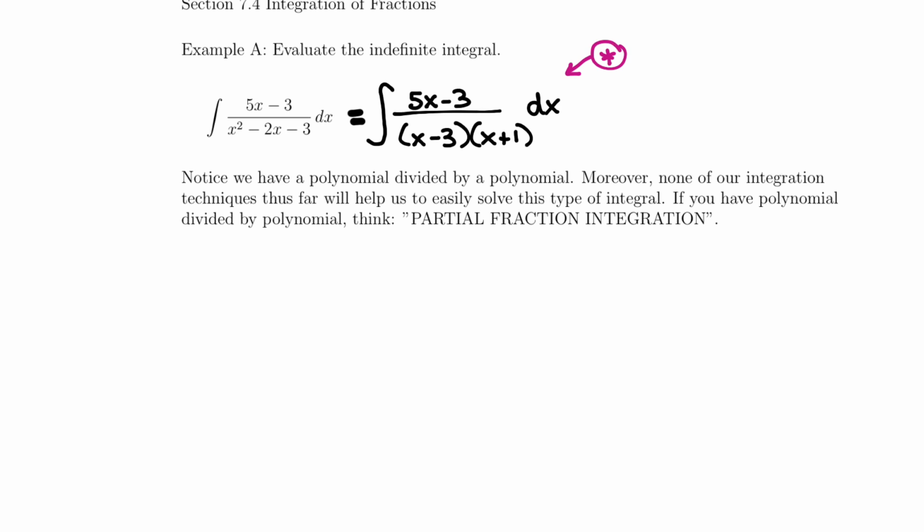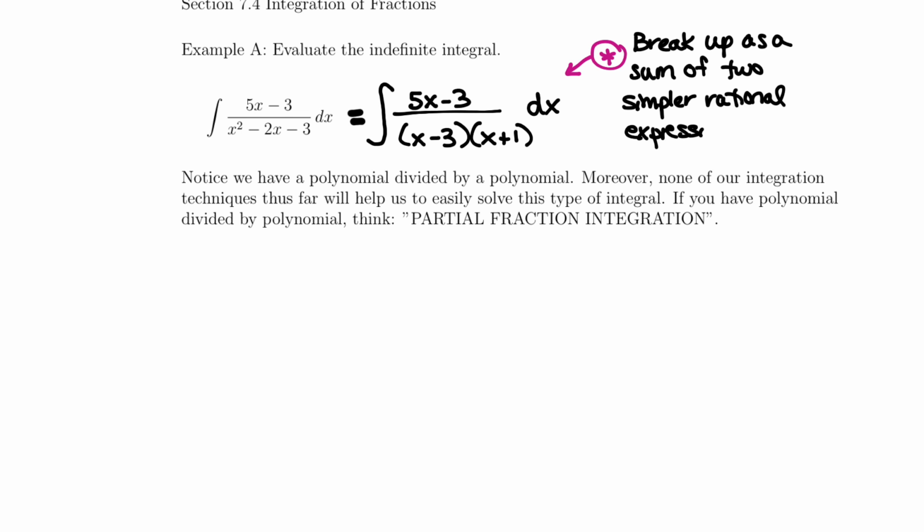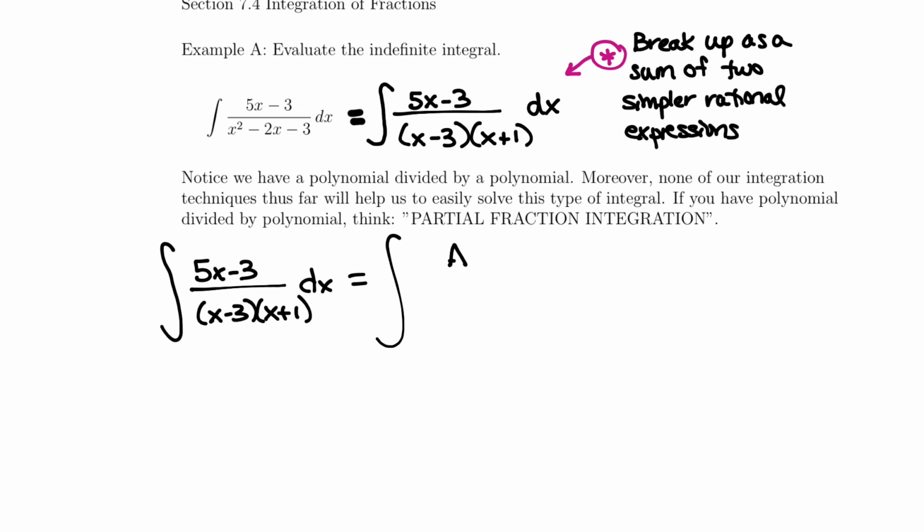So let's see. We want to break this up. We want to take this integral and break it up, and I'll just put this little note here. We're going to break it up as a sum of two simpler rational expressions. In other words, we want to rewrite our integral 5x minus 3 over x minus 3 times x plus 1 as a sum of two smaller fractions. And I'm not quite sure yet what goes on top.